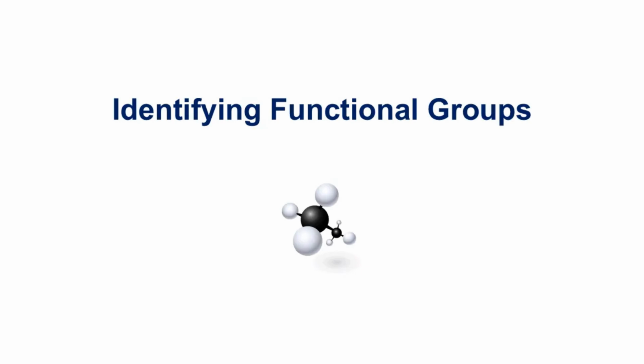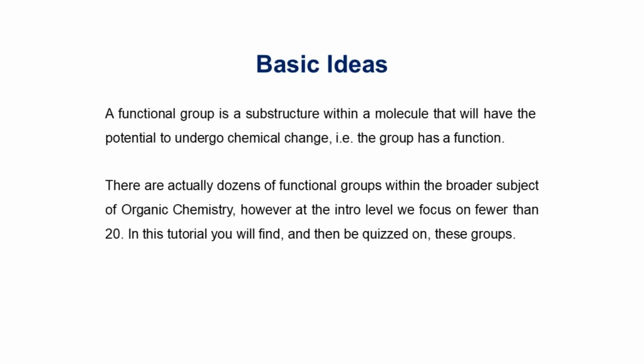How to identify organic functional groups. Some basic ideas. A functional group is a substructure within a molecule that will have the potential to undergo chemical change, i.e., the group has a function. There are actually dozens of functional groups within the broader subject of organic chemistry. However, at the intro level, we focus on fewer than 20. In this tutorial, you will find and then be quizzed on these groups.